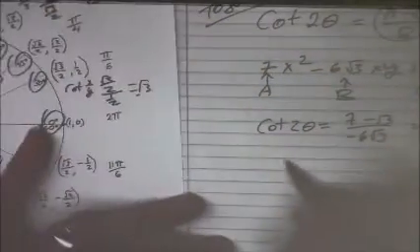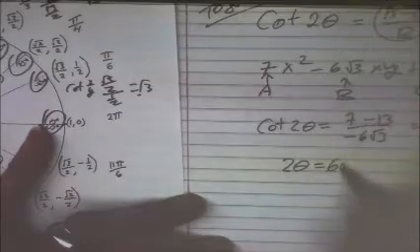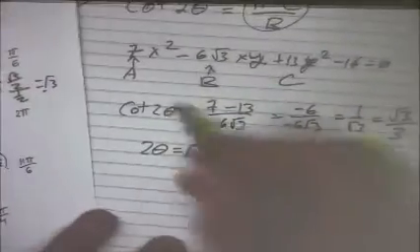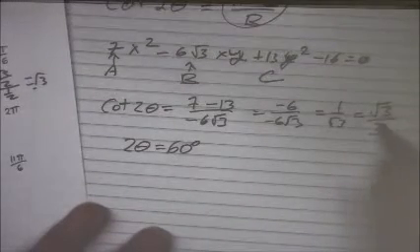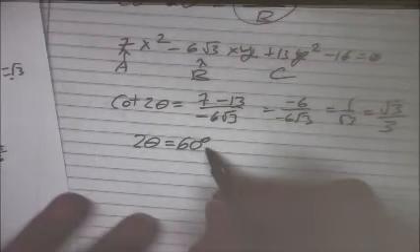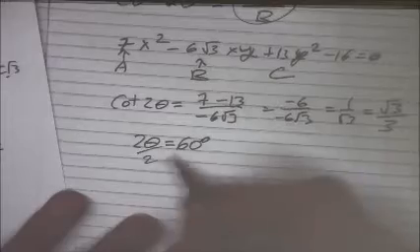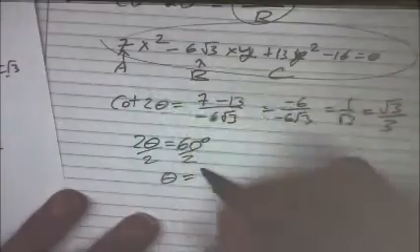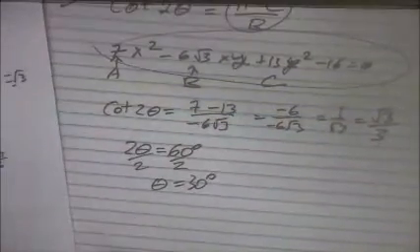So that means that 2 theta is 60 degrees. Whatever angle I want to call that, the inverse cotangent of that is going to give me 60 degrees. But then I divide by 2. So the actual angle for this problem is a 30-degree rotation.